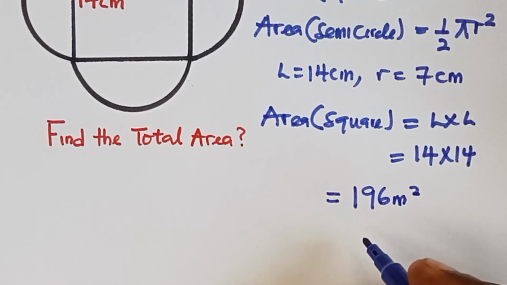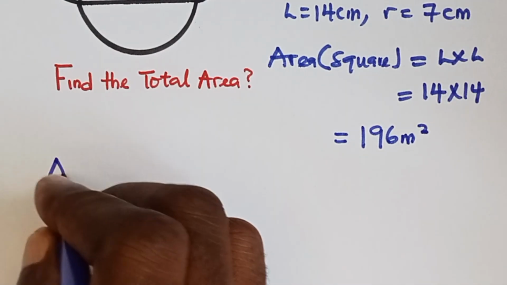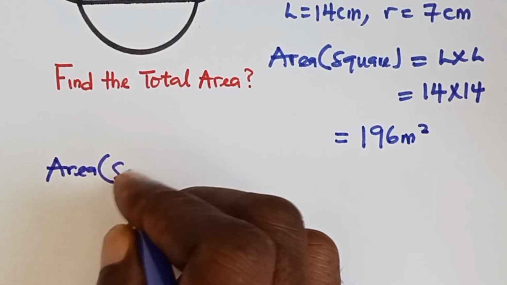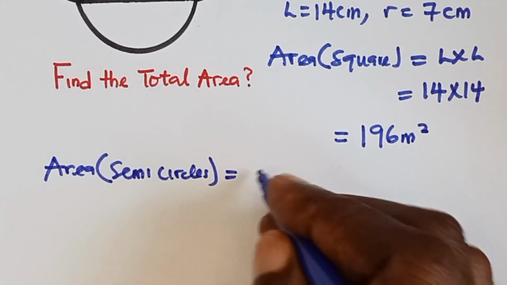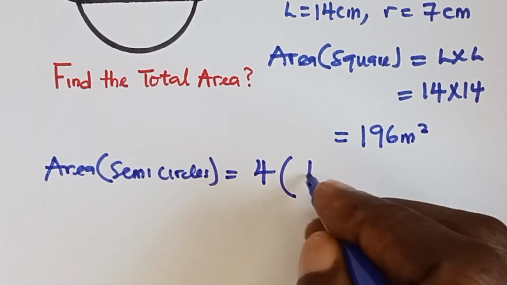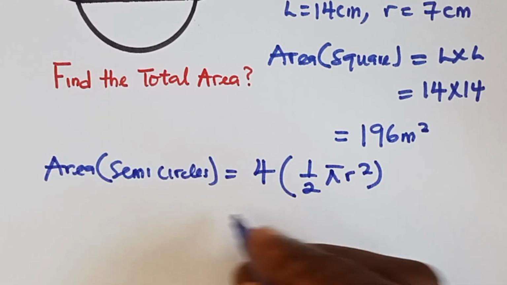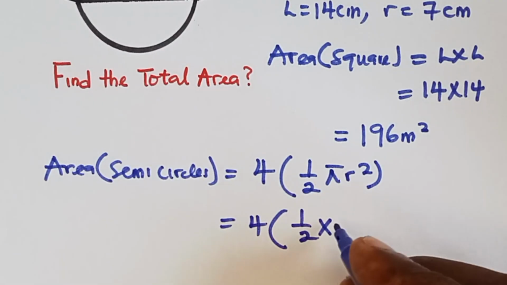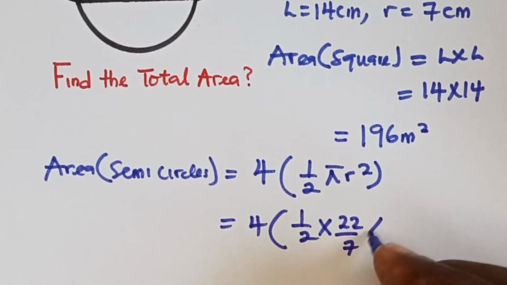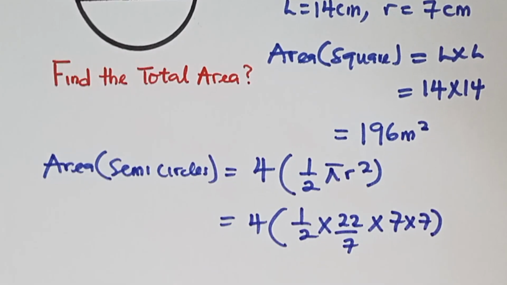Okay, now let's find the area of the 4 semicircles. We have 4 of them. That will be 4 multiplied by 1 over 2 pi r square. Then pi is 22 over 7, and the radius is 7. So 7 square means 7 times 7.